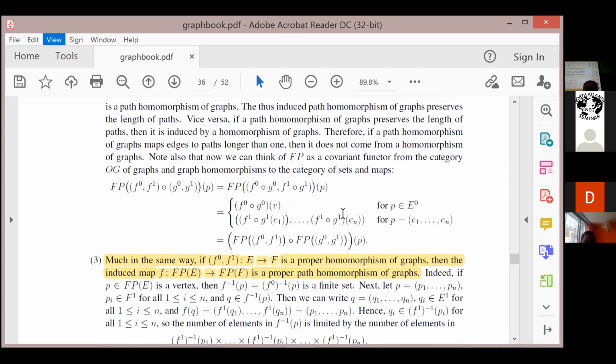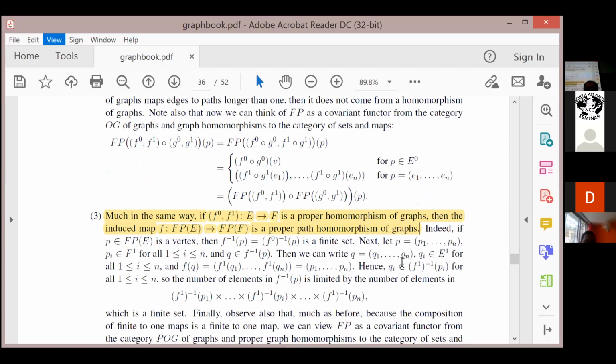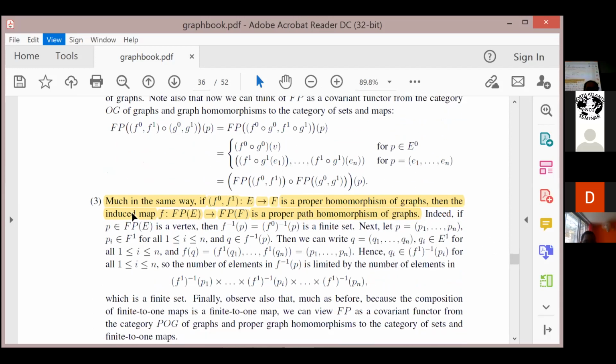Now, why is it a proper homomorphism of graphs? So why is the induced map F proper, which means finite to 1? Well, for starters, if P is just a vertex, then the situation is crystal clear, because the preimage under F of a vertex is just the preimage under F0 of a vertex, which is by definition finite to 1. So this preimage is a finite set. Okay, so the first part is obvious.